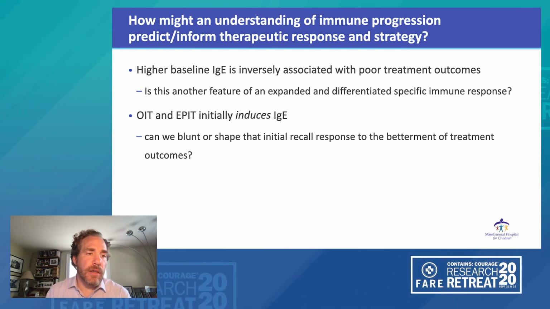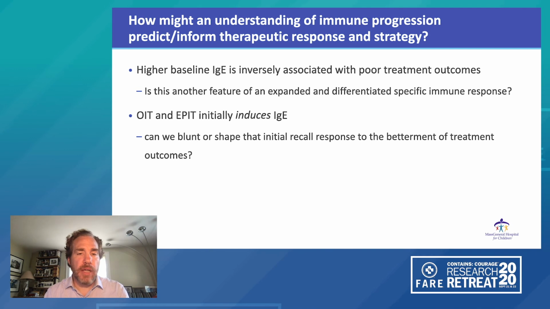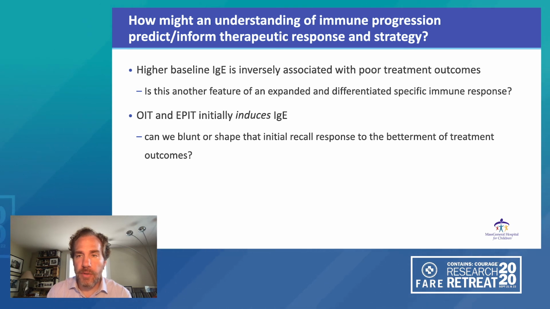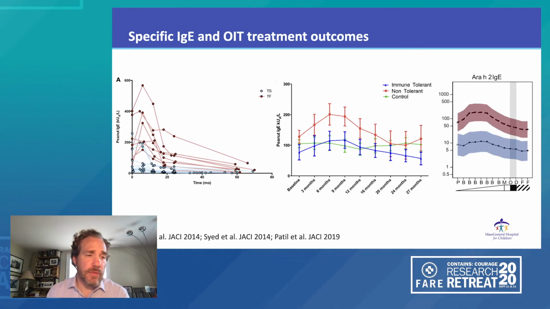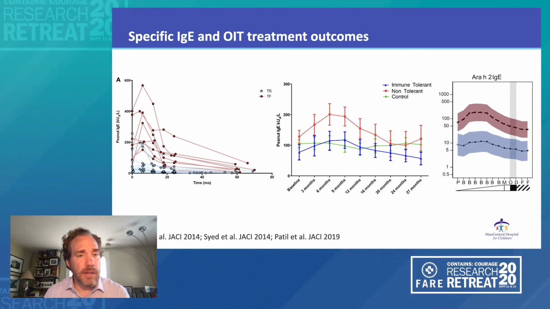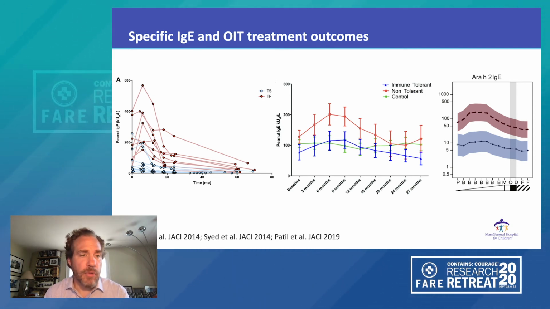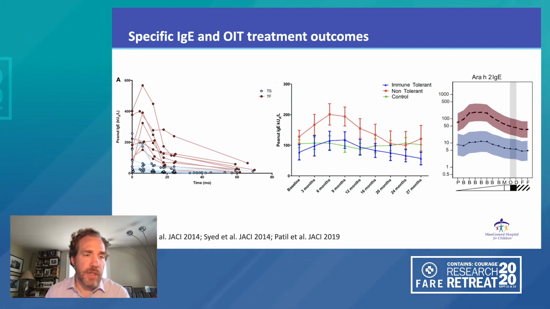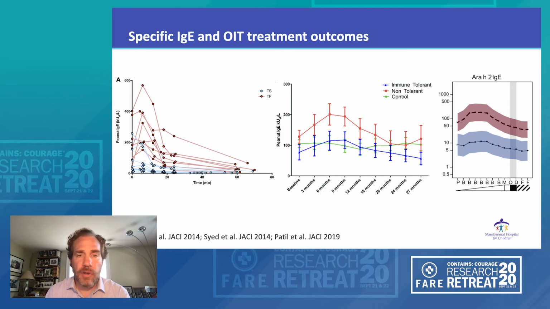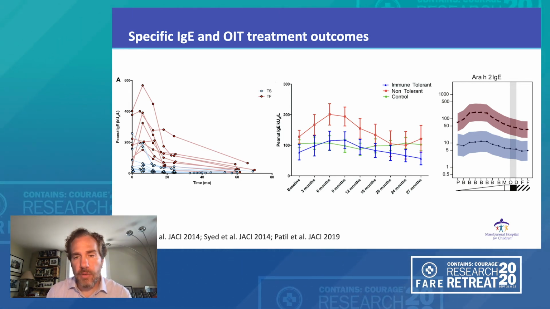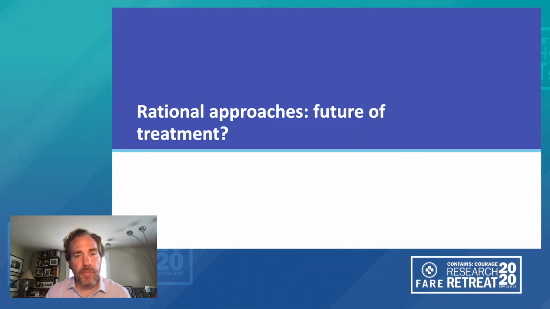We know that unadjuvanted forms of immunotherapy actually initially induce IgE. Might it be beneficial for our patients to specifically blunt or shape that response? So here's some of the data in the next slide supporting the claim that baseline IgE is a bad predictor of treatment outcome from 3 different small oral immunotherapy studies. Not only higher baseline, but possibly a tendency for a higher recall response. I think we see evidence of that.